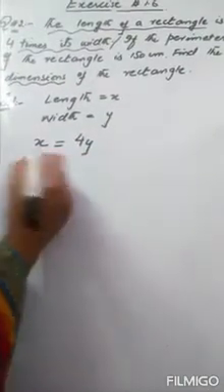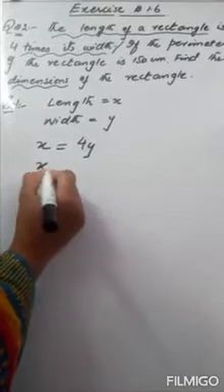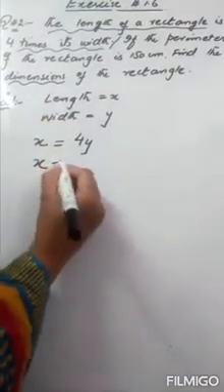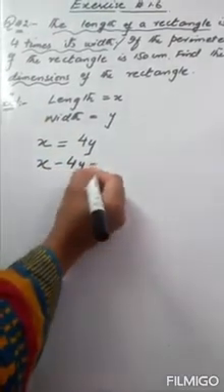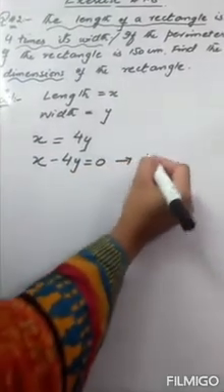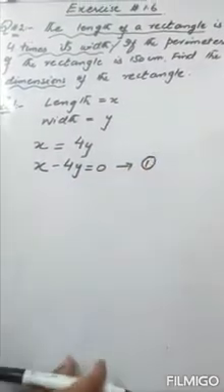Now we will make the standard form of the linear equation. x plus 4y, on the other side it will be minus 4y, is equal to 0. Now this is our equation number 1.